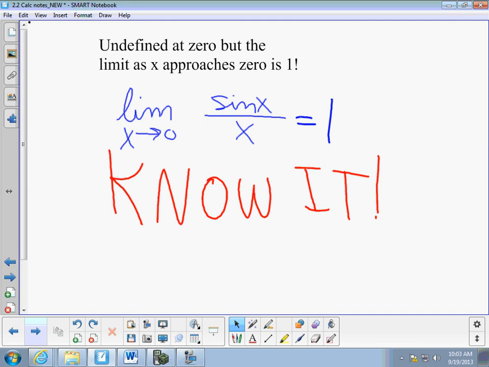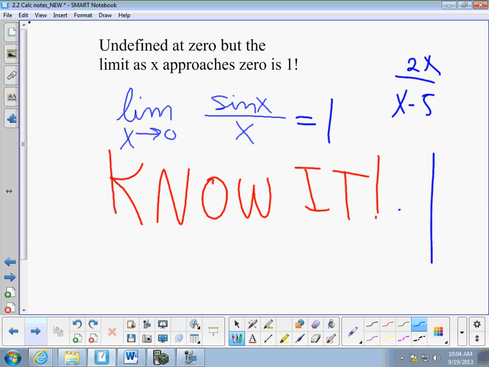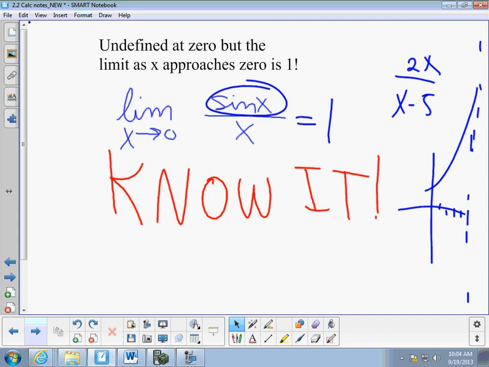But the thing that's interesting about it is you would think there'd be a vertical asymptote. Normally, if I had an equation 2x over x minus 5, at 5 I'd have a vertical asymptote, and this thing would go to infinity as I got closer to 5. This one doesn't go to infinity because the numerator is going to 0 at the same rate that x is going to 0.